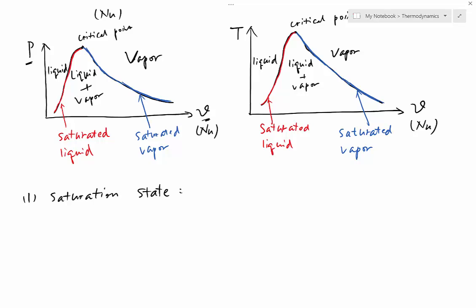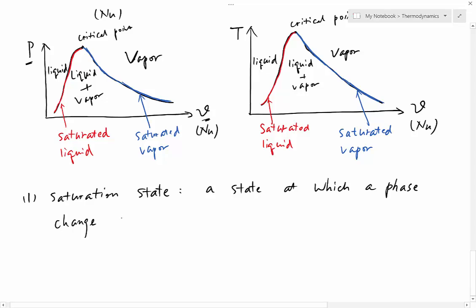A saturation state is a state at which a phase change begins or ends. Okay, so now let's think about this scenario.